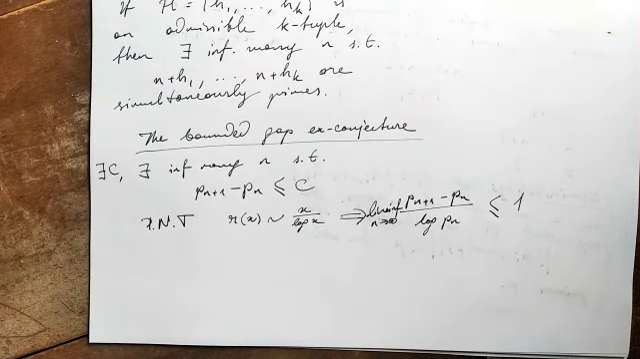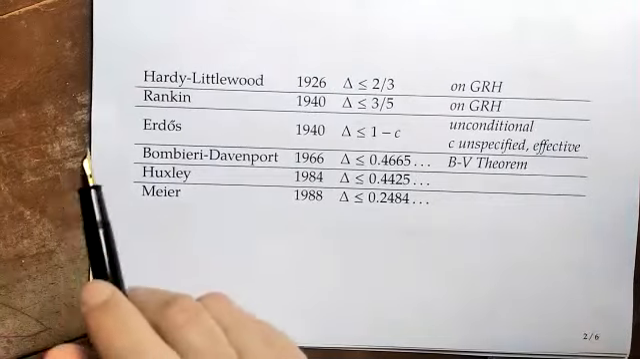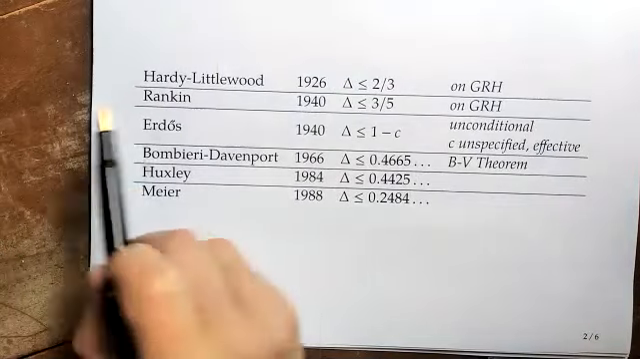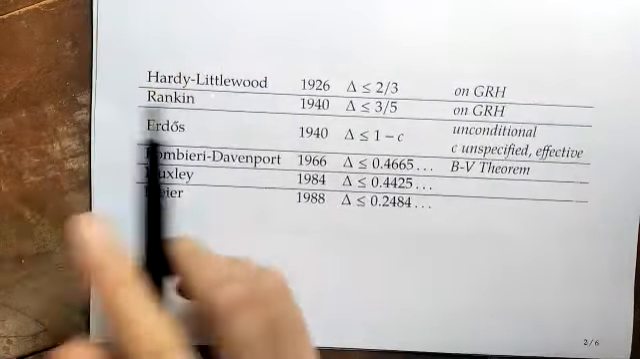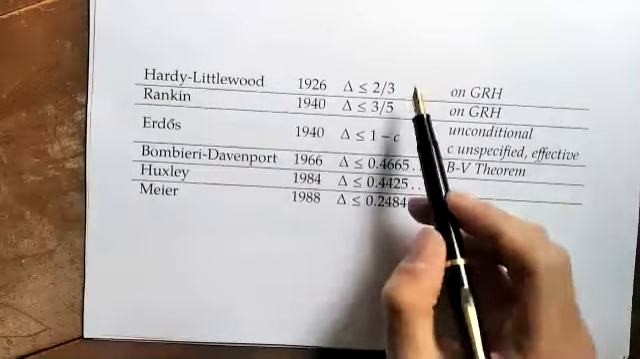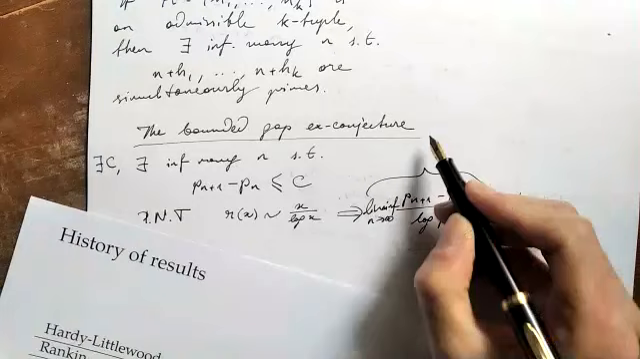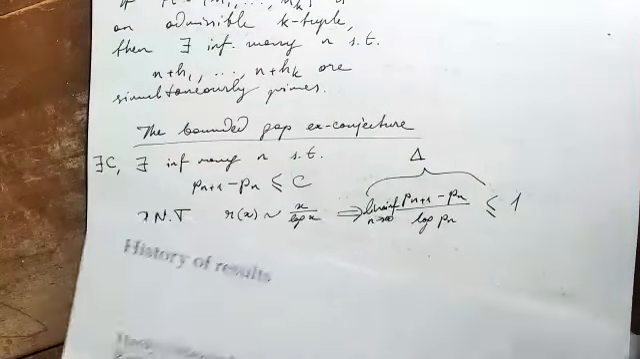I'll show you a list of results of how such bounds evolved. This investigation was basically initiated by Hardy and Littlewood in 1926. They were able to establish that, by the way, this quantity is customarily called delta.